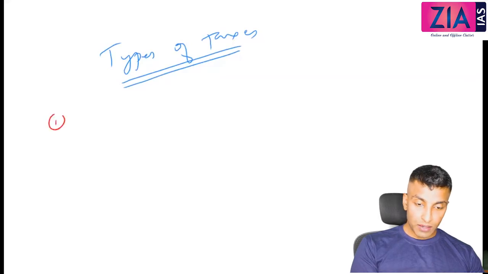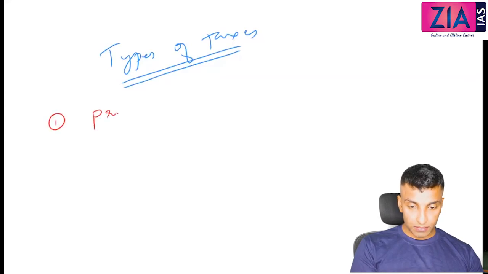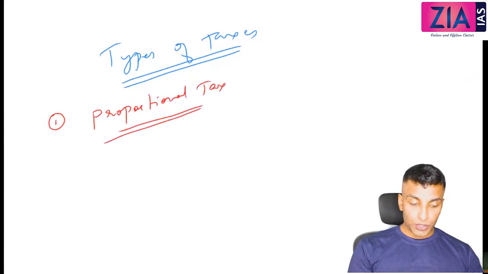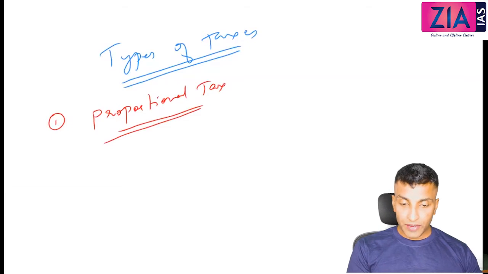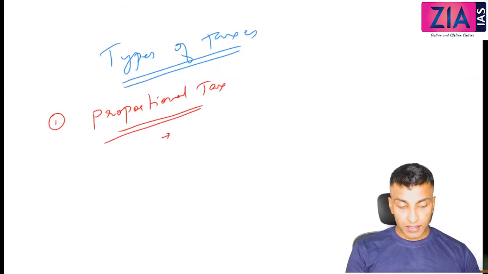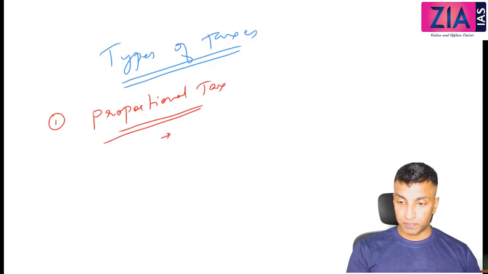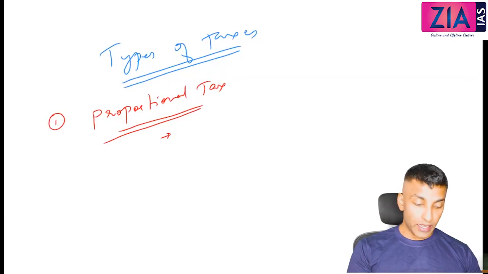The first one, proportional tax. Okay, so under this you can just write one line, then I will explain. Under this, tax rate remains the same irrespective of the income.